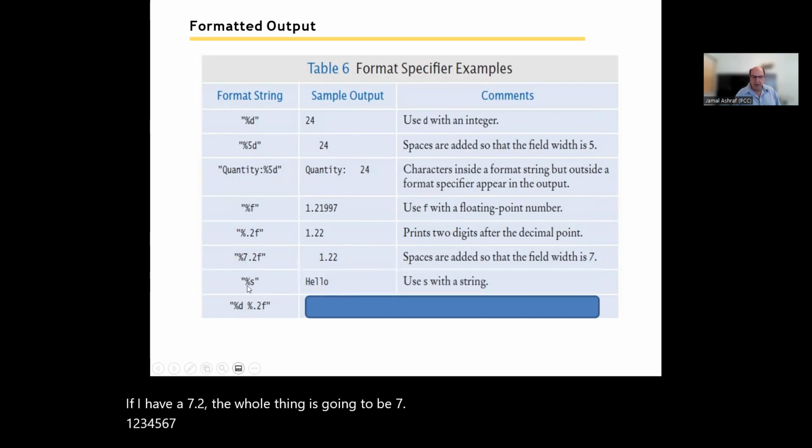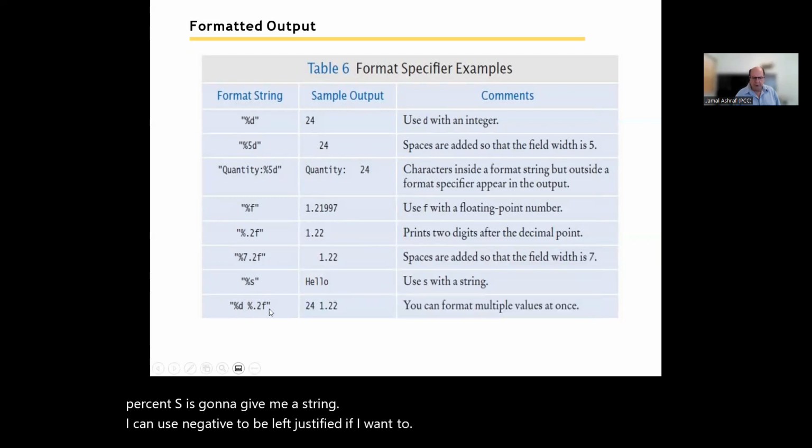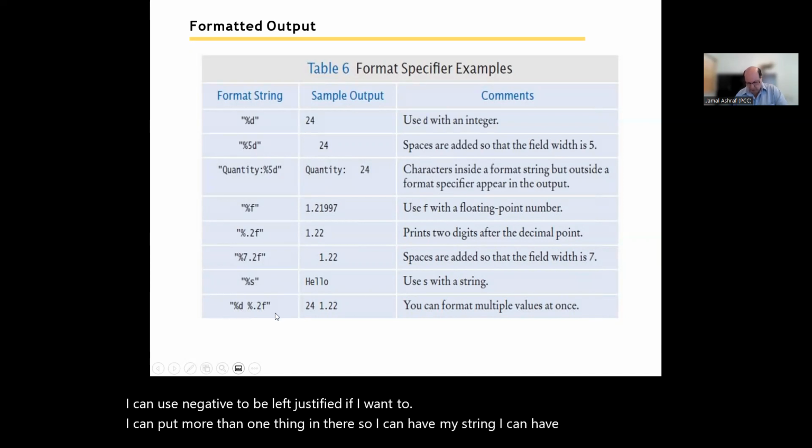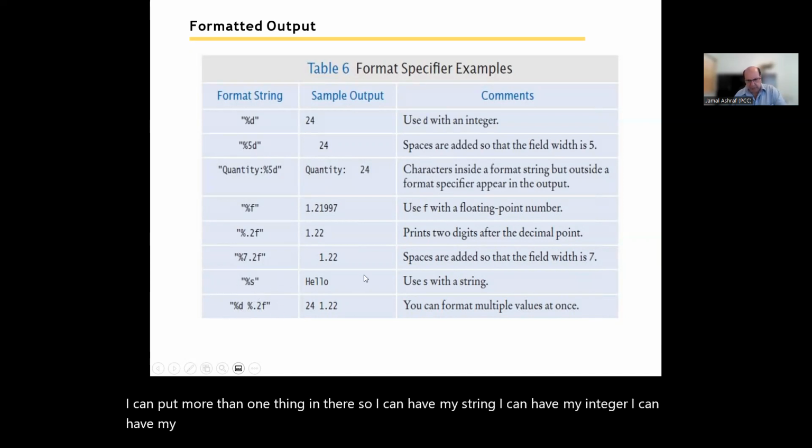%s is going to give me a string. I can use negative to be left justified if I want to. I can put more than one thing in there. So I can have my string, I can have my integer, I can have my double, and I can have multiple of them in any order.